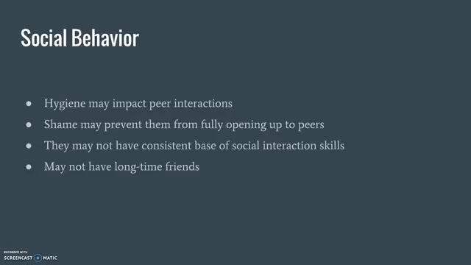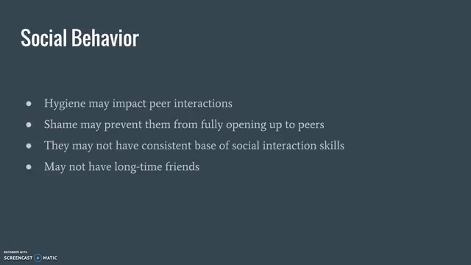Social behavior. Hygiene may impact peer interactions. Not that homeless people are gross, but they just may not have the same access to laundry facilities and to showers that we take for granted every day at our own homes. Shame may prevent them from fully opening up to peers. They don't want to share what's going on with them, and they may not have a consistent base for social interaction skills. They have hopped around from place to place frequently enough that they don't have the ability to really interact in a normal way with their peers because they haven't seen that. They don't know what that's like.